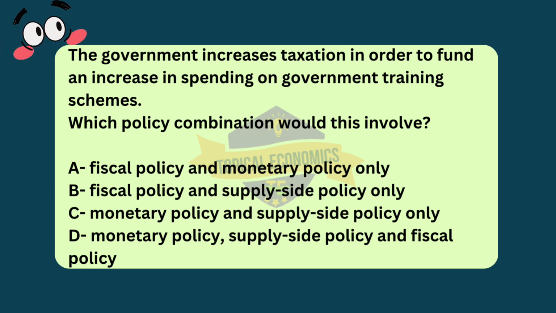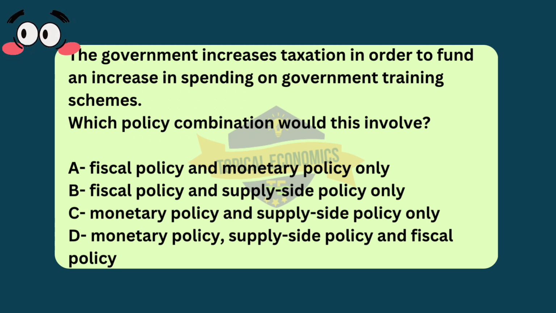Fiscal policy and supply-side policy only. Fiscal policy involves changes in government spending and taxation. In this case, the government is increasing taxation in order to fund an increase in spending on government training schemes. This clearly falls under fiscal policy because it involves government expenditure and taxation decisions. On the other hand, supply-side policy refers to policies that aim to improve the productive capacity of the economy, often through initiatives like education, training, and workforce development, which improve labor productivity and efficiency.